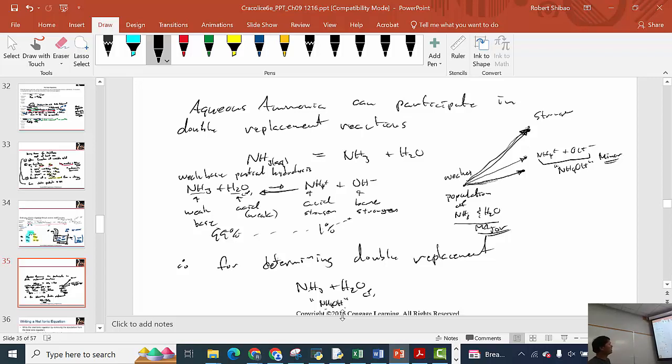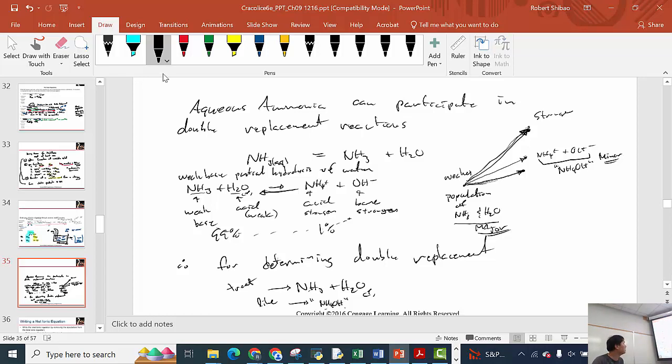Weak bases have partial hydrolysis of water. Therefore, we treat ammonia and water as if it were ammonium hydroxide. That gives us our A, B, C, D.